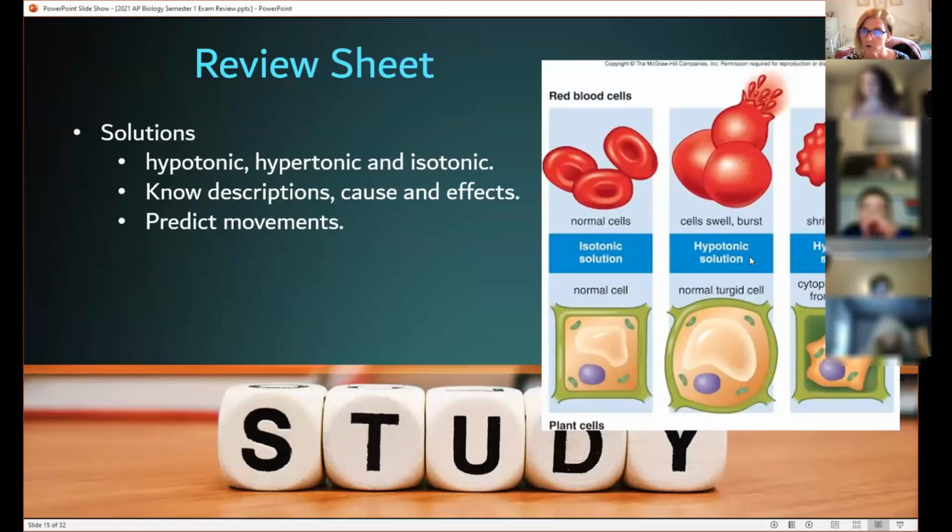Hypotonic solutions have low solute, so it has a greater water potential. Water will move into the cells, causing the cells to swell, burst, cytolyze. Okay, so be able to predict movements, given a situation of how much solute is inside the cell and how much solute is outside the cell, which direction will molecules move.